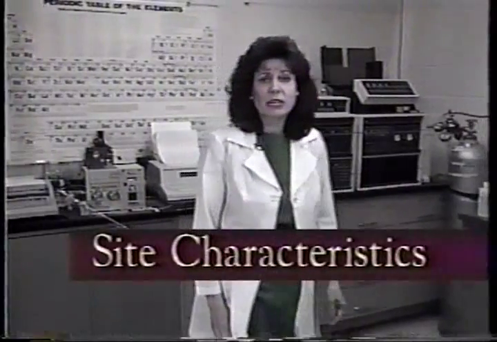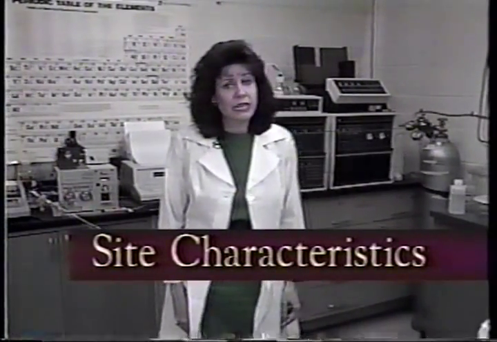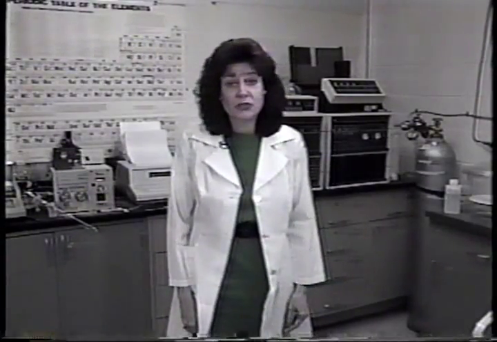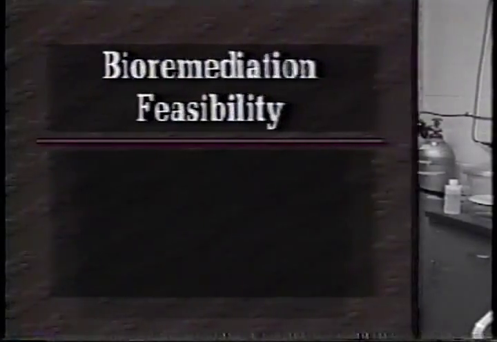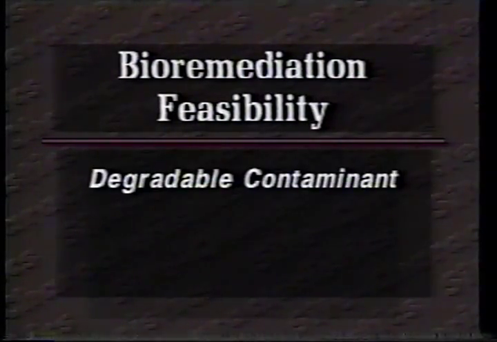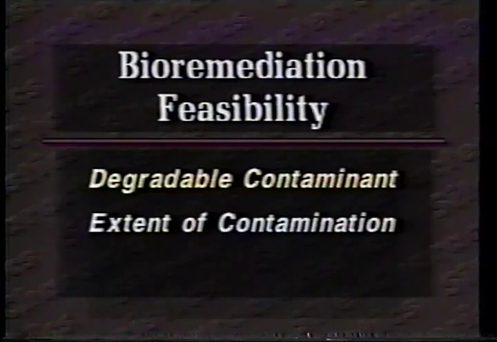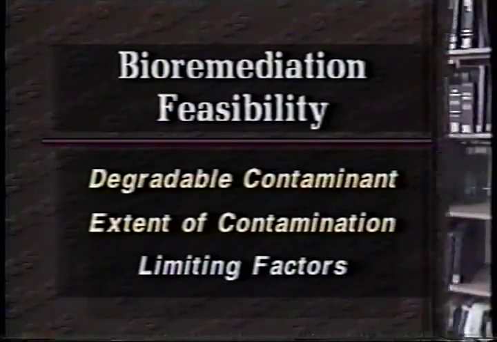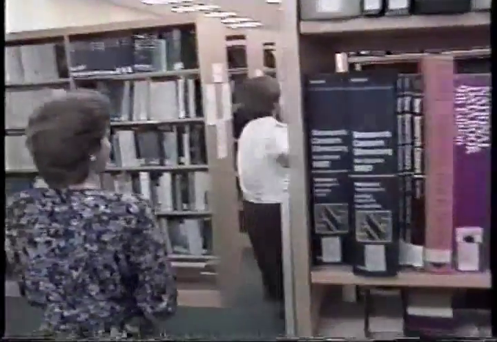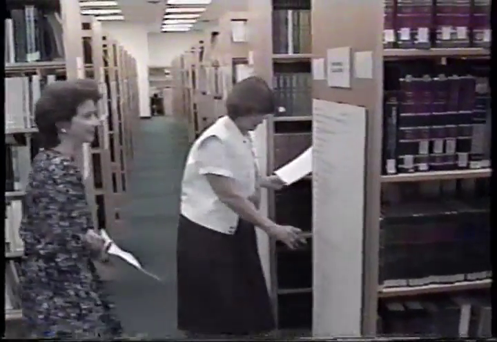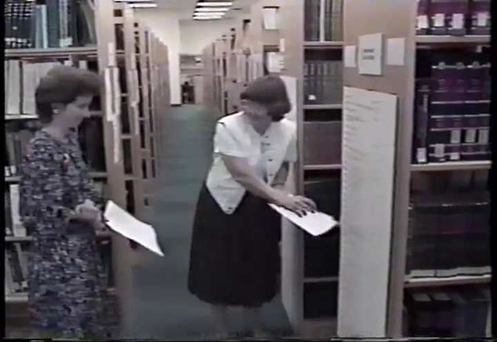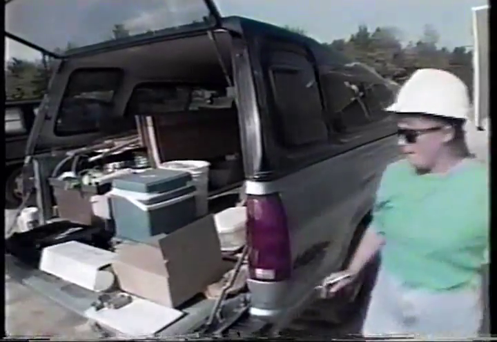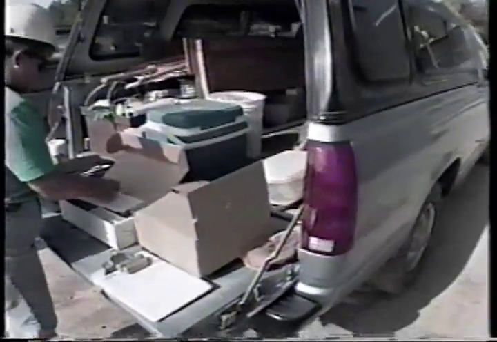Site characteristics play a critical role in deciding whether bioremediation is even possible. During the process of determining whether bioremediation is feasible at a site, we need to ascertain, first, whether the contaminant is degradable. Second, the physical nature and extent of the contamination. And third, what factors limit degradation at a particular site? In some cases, contaminant degradability can be determined by reviewing the published scientific literature. In other cases, field and laboratory testing may be necessary.